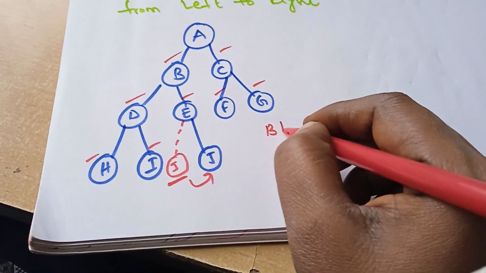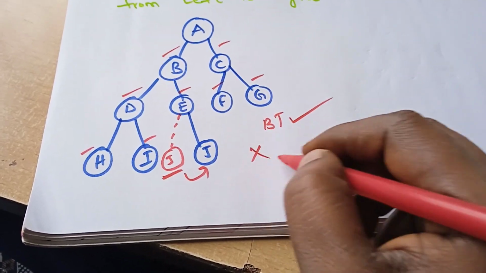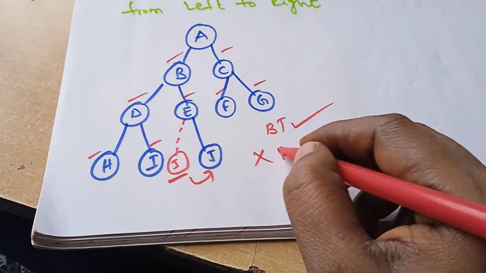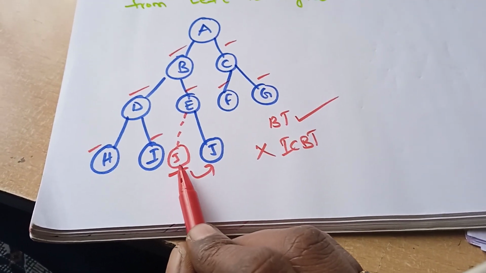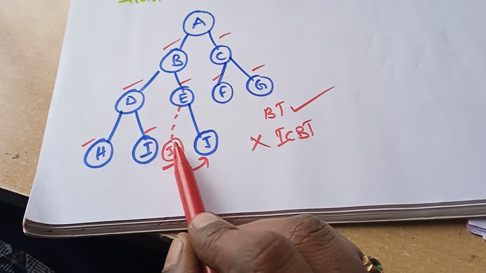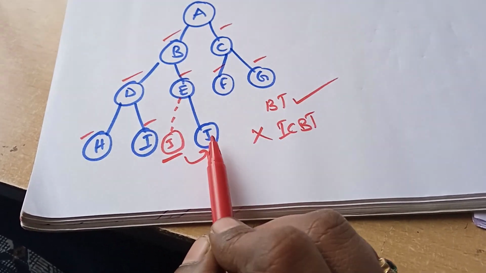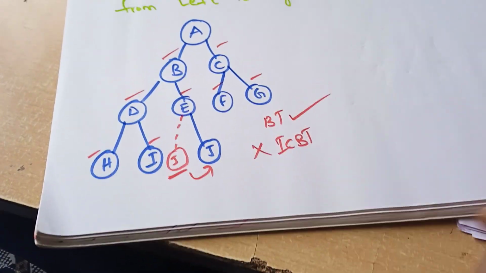So it is a binary tree. It is a binary tree, but it is not an incomplete binary tree, because elements have to be filled first on the left, then they should go to the right. So the left place is vacant here and the right place is filled. So it is not an incomplete binary tree.